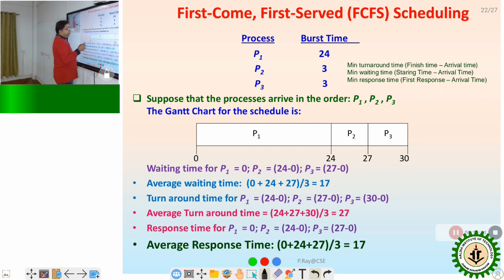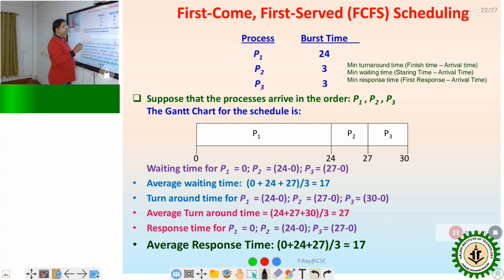Now in this case of first come first serve, P1 will be assigned first. So 0 to 24, P1 is assigned. Then P2, 3 units of time, P2 is assigned. Then P3 is coming, P3 is assigned. So we call this a Gantt chart. And from this example, it is important that we see how to calculate the average waiting time, turnaround time, etc.